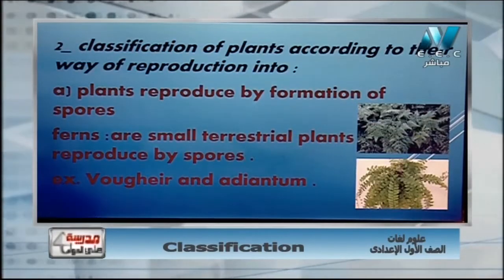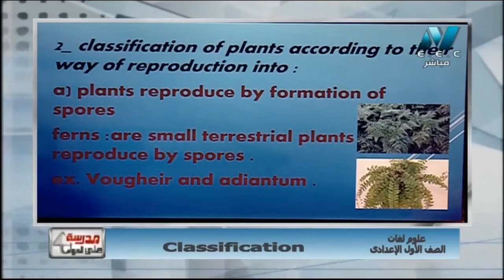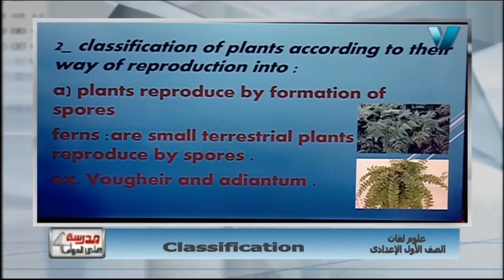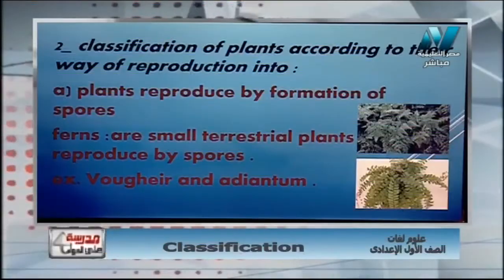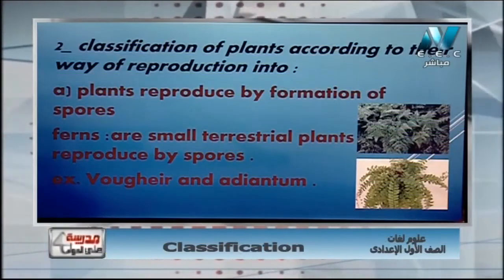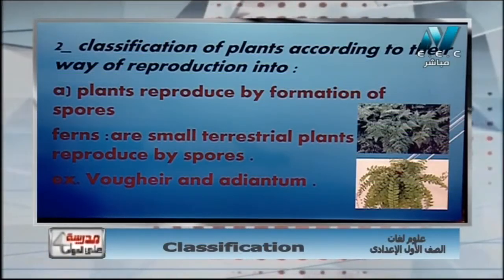So first part, first criteria, we can classify plants according to external shape. External shape, we have plants that can be distinguished into roots, stem, and leaves, and others which can't be distinguished into roots, leaves, or stem, as algae. But number two, classification of plants according to their way of reproduction.